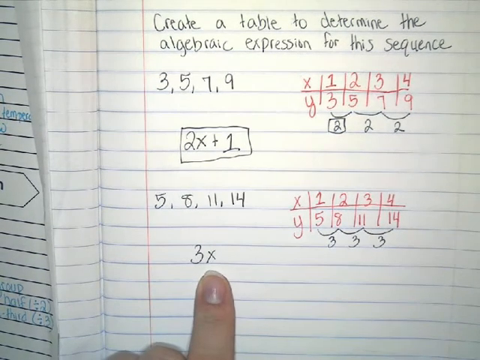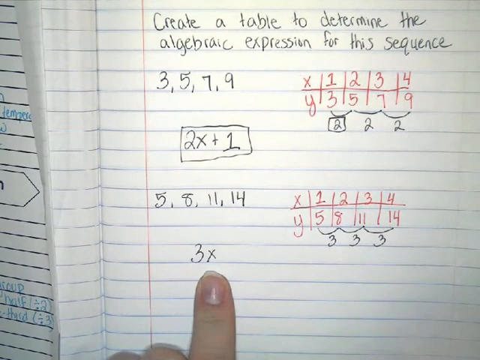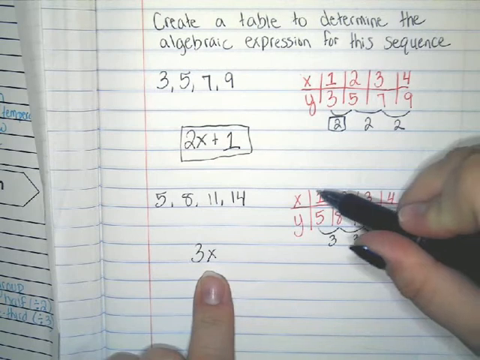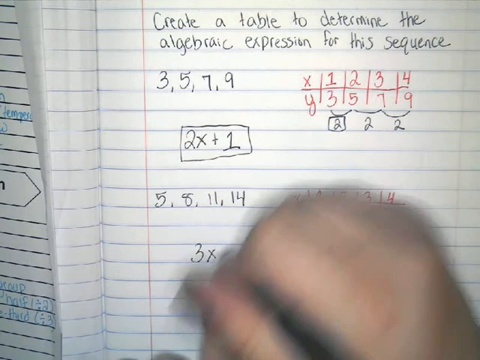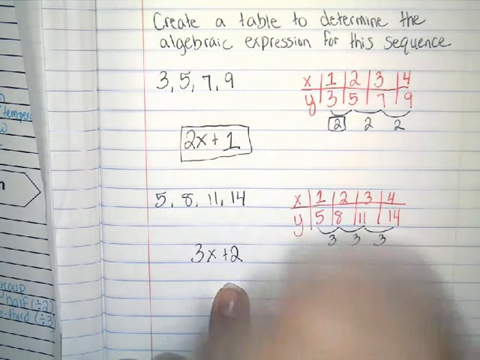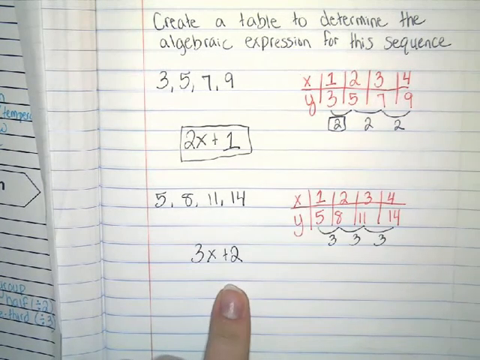Now I can check it. 3 times 1 is 3. So how do I get to 5? Add 2. Isaiah, what do I get to add this time? 2. He was just reading my notes from his seat.